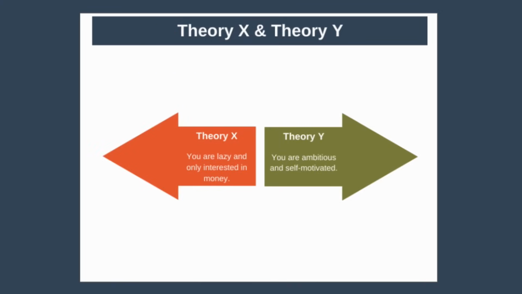Next, we have McGregor's Theory X and Theory Y. This says that employees fall into one of 2 categories. Theory X assumes that team members are intrinsically lazy and unmotivated and will avoid doing work if there is any opportunity to do so. So because of this, management must build systems of control and supervision. On the other hand, Theory Y assumes that team members are ambitious and self-motivated. Now, a Theory Y manager holds the view that if people are provided with the right conditions, then they will perform well.